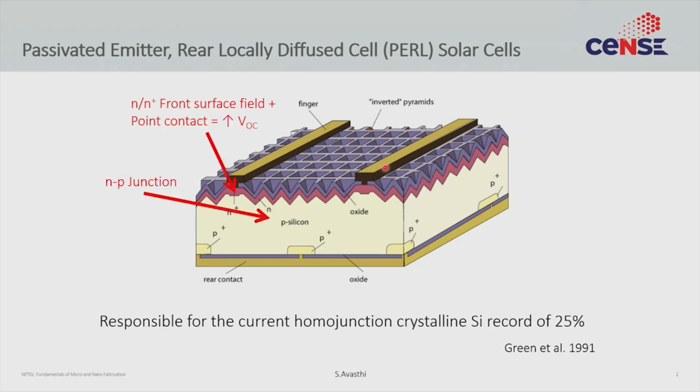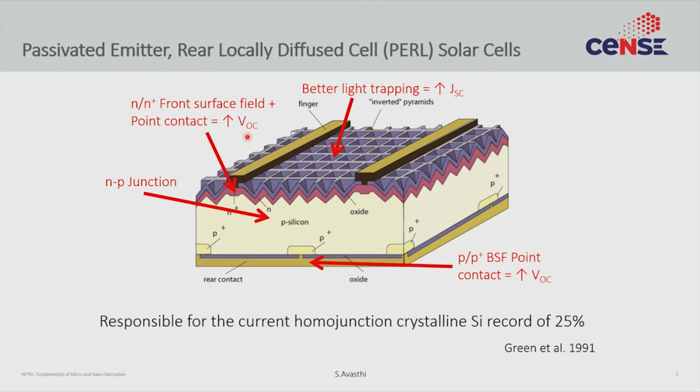So in this slide, I will just again highlight something we have already discussed. So here is the PN junction. Here is the N plus contact. Having two diffused contacts allows you to increase the open circuit voltage, or the voltage of your solar cell.